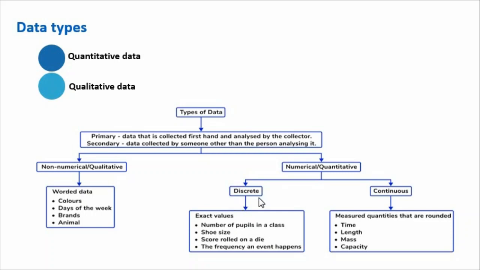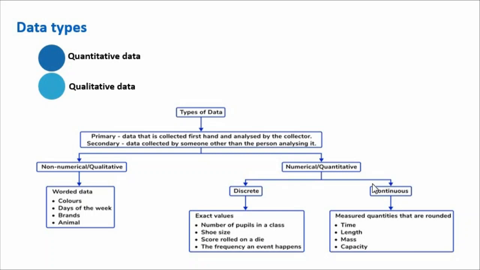Discrete data or discrete values are exact values or whole numbers. Like, for example, the number of pupils in a class. It can be 1 or 2. It can't be 1.5, for instance. It is a whole number. 1 is a whole number. 2 is a whole number. Shoe size, the same thing. Score rolled on a die. The frequency an event happens.